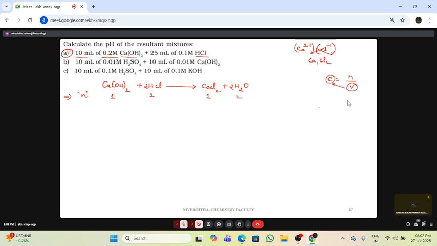The concentration of calcium hydroxide is 0.2 molarity. Molarity can be written as mole per liter. And the volume of the solution is 10 milliliter, which gives the number of moles. Liter and per liter will get cancelled. So 0.2 into 10 is 2. You should not forget this milli. So millimole. So the number of moles of calcium hydroxide taken is 2 millimole. Can you please calculate it for HCl?